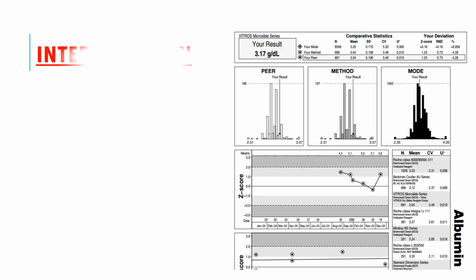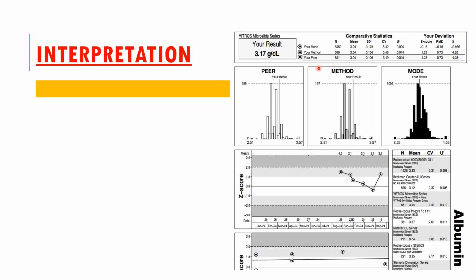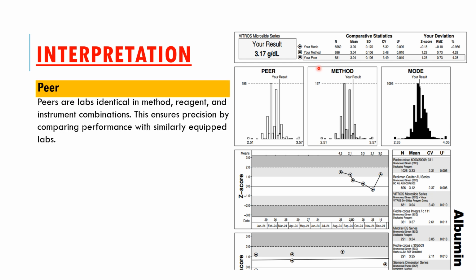Now let's see the interpretation of the report which is provided by the EQAS provider or the PT provider. This is the type of report which is provided by the EQAS provider. Here we can see there are three groups: mode, method and peer group. What all these three terms mean, let's discuss them. First, peer group. Peers are those labs which have the same method, reagent and instrument. Means all the three things are the same.